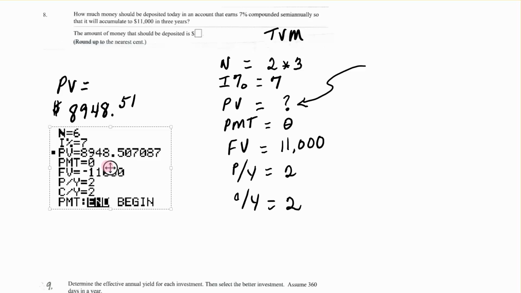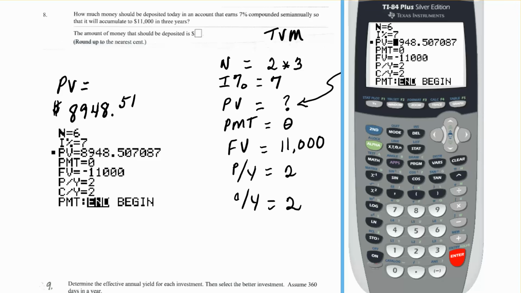Okay, now let me show you this. If I had put in positive 11,000 and went back up to present value and did second alpha, it would simply give me a negative present value. Present value and future value are always going to have opposite signs using this technology.